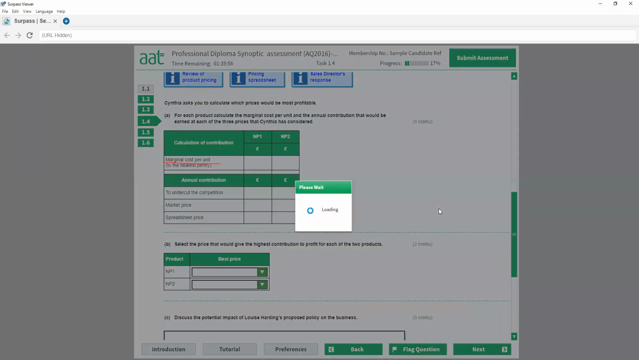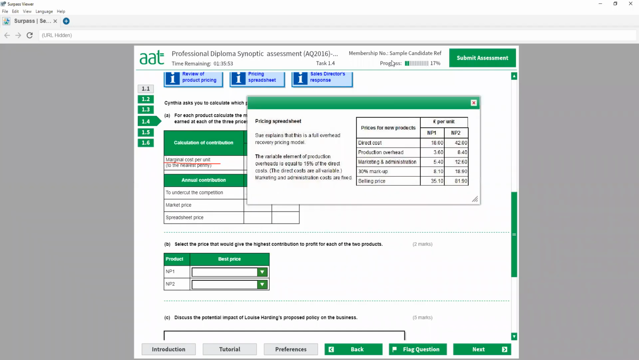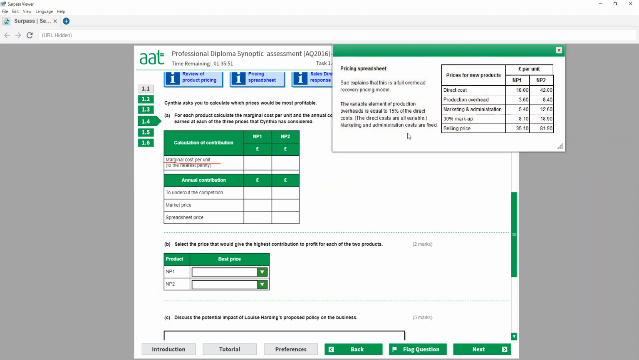We want to calculate the spreadsheet price. So how much will be the marginal cost for NP1 and NP2? Let's have a look. For NP1 and NP2, we have direct material. The question said direct costs are all variable, so all the direct costs are variable. So the direct cost is 18 and 42.